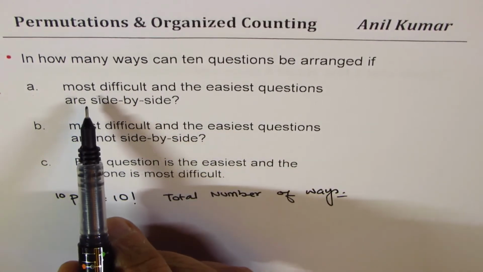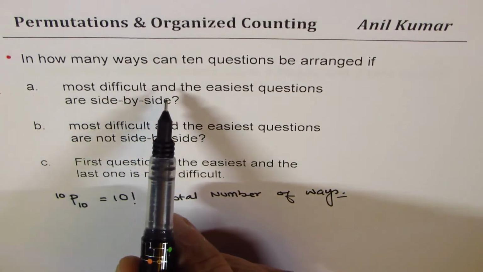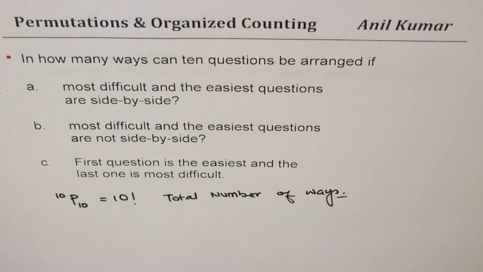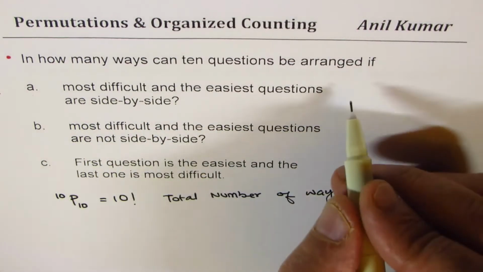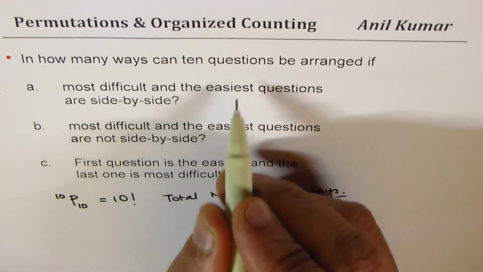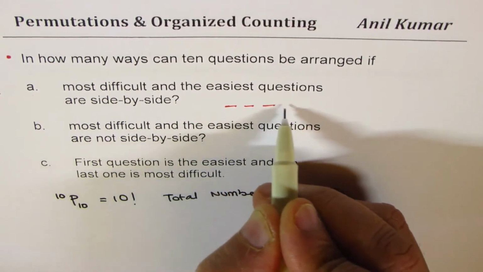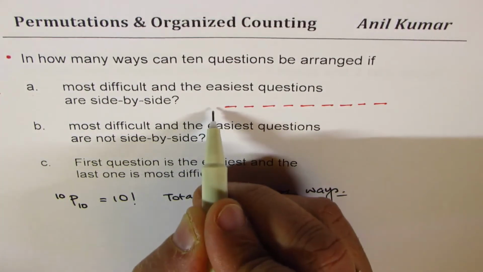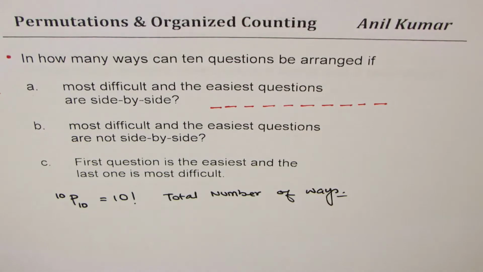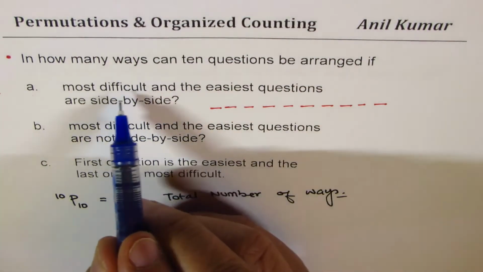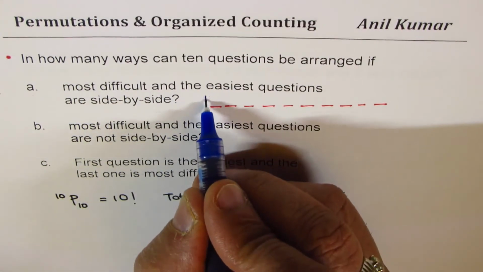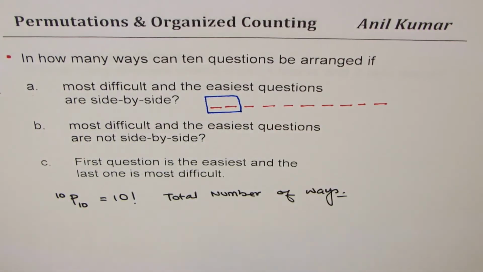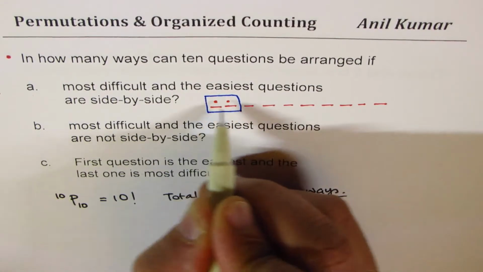Now here we have one condition, which is that the most difficult and easiest questions are side by side. So that really means that we club them together. We have a total number of 10 questions: 1, 2, 3, 4, 5, 6, 7, 8, 9, and then let's say that is the 10th one. But what we actually do is the most difficult and easiest is clubbed as 1. Is it okay? So these two will be counted as 1.